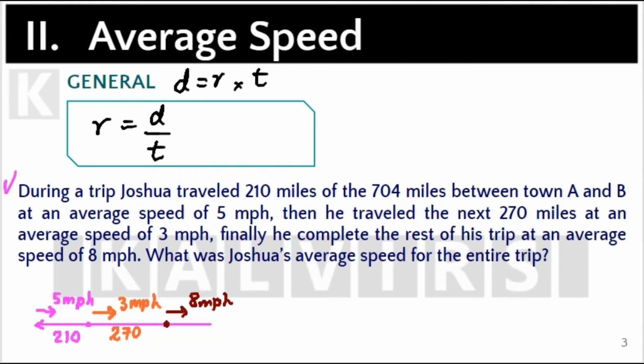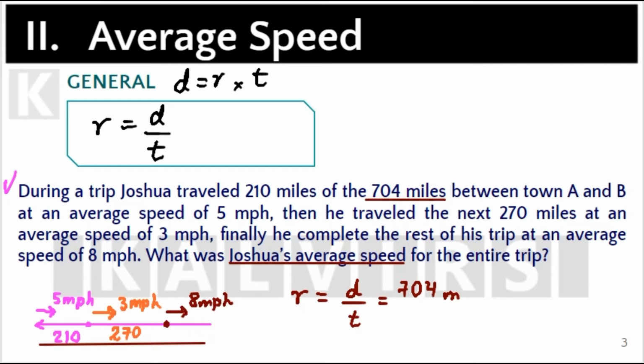We want to find Joshua's average speed for the entire trip. The average speed is the total distance divided by the time. So, what was the total distance of the trip? The total distance of the trip was 704 miles. So, all of this is 704 miles. Therefore, this side must be the difference, 224 miles.